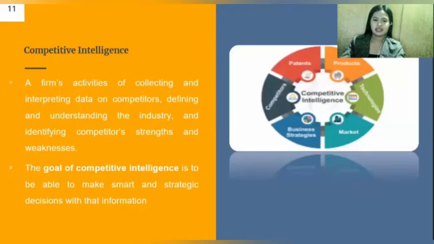Now, lastly, competitive intelligence. When we say competitive intelligence, it means understanding and learning what is happening in the world outside your business so you can be as competitive as possible. It means learning as much as possible, as soon as possible, about your industry in general, your competitors, or even your country's particular zoning rules. So, the goal of competitive intelligence is to be able to make smart and strategic decisions with that information.